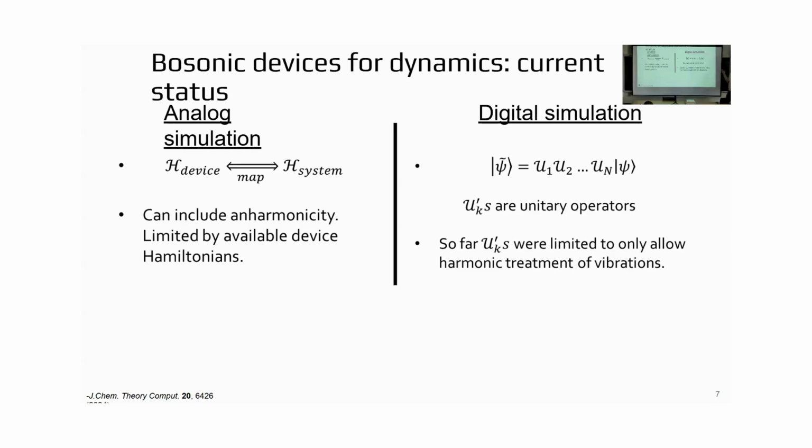A more universal approach is a digital simulation, where you encode the information about your system in a wave function and in the kinds of unitary operations you do on the wave function. Here on a bosonic quantum device, these unitaries will be bosonic unitaries. So far, the kinds of simulations that people have presented for the vibrational problem only use specific kinds of unitary operations U that treat the vibrations harmonically. And that's generally a drastic approximation.